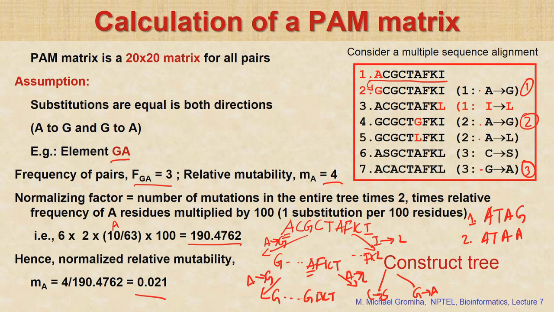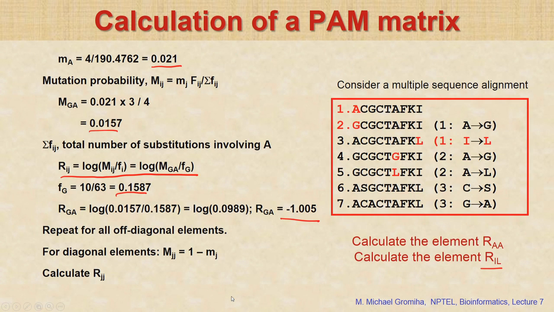Now, we get the normalized relative mutability. It is only one isoleucine mutation, so 1 by 76.2. So, MI is equal to 0.013. Then for the mutation from isoleucine to leucine, MIL, we can get these numbers, right. So, we will get 0.013 multiplied by only 1 divided by only 1. So, this is equal to 0.013. So, now we get the Rij. We take the logarithm of these values, and finally you get this value as minus 0.685, right. You can work out in free time. This is for the off diagonal elements.